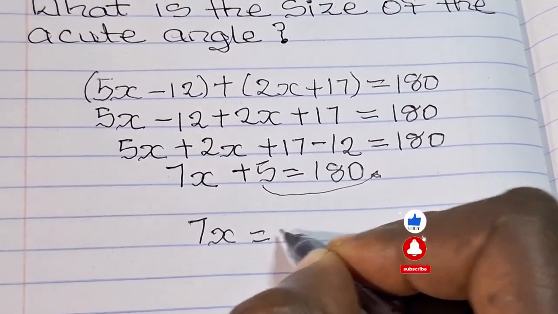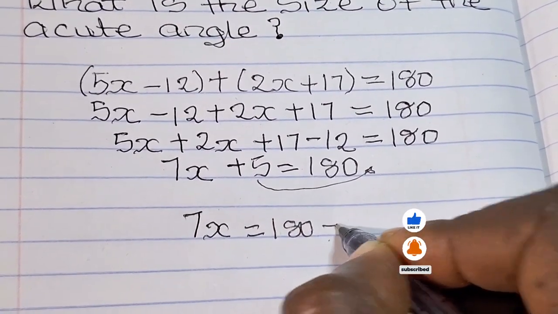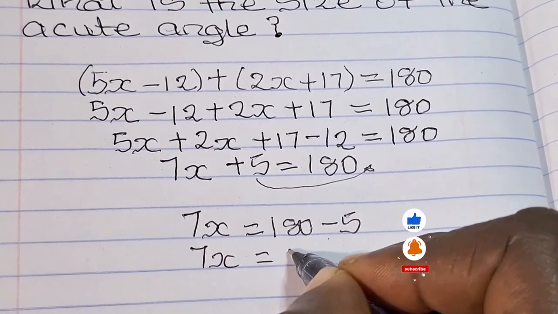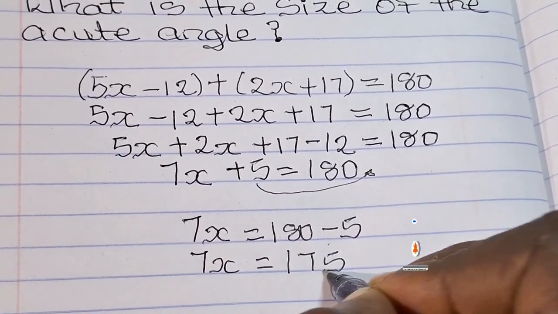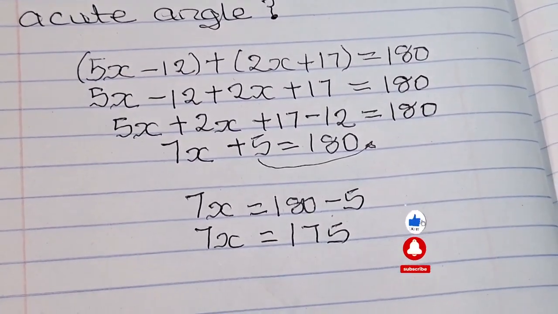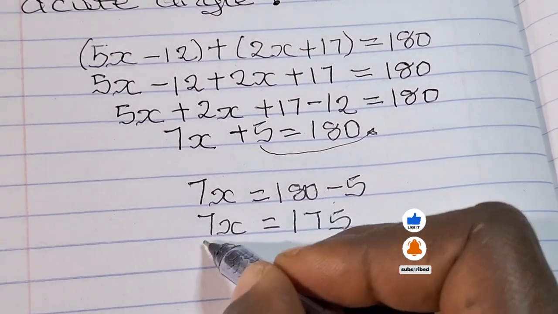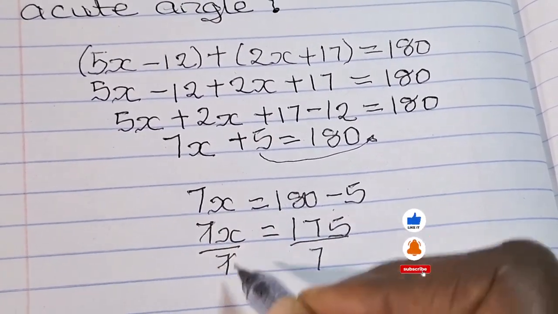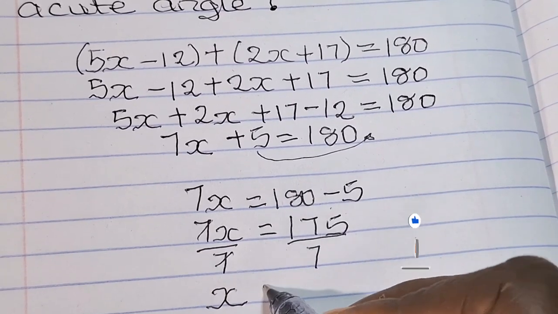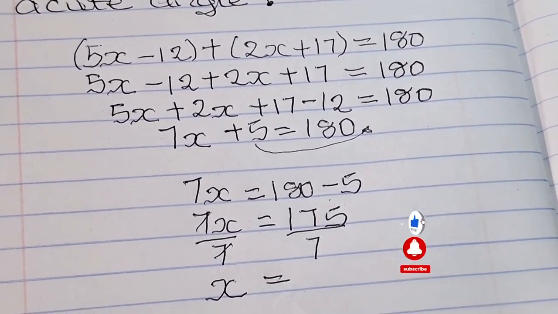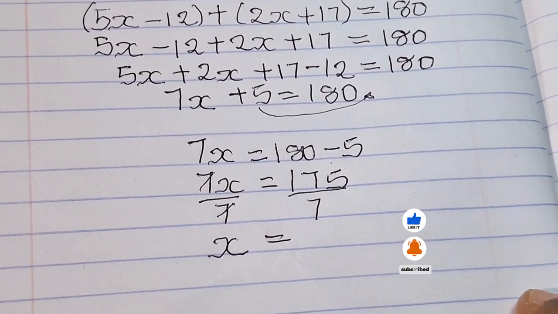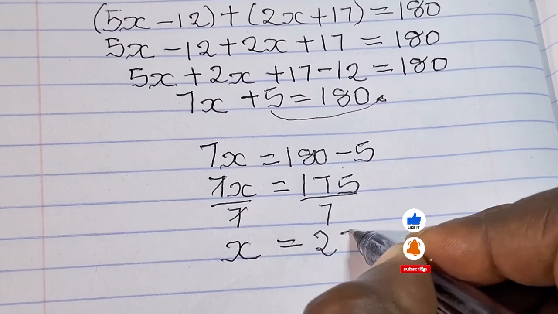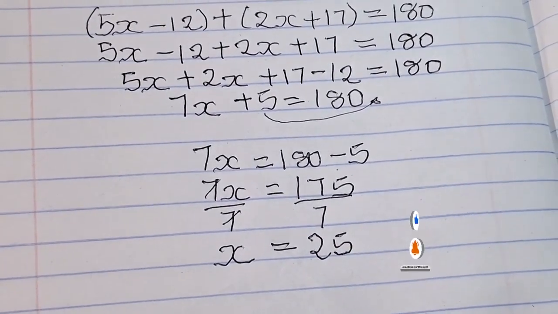7x is equal to 180 minus 5. And 180 minus 5 is 175. Okay? Now, this is 7x equal to 175. I'm going to divide both sides by 7, so I can get rid of the 7 and my x stands alone. 175 divided by 7 is 25. So my x is 25.